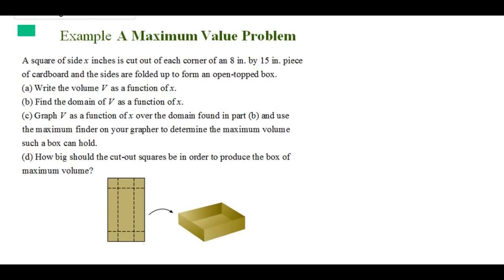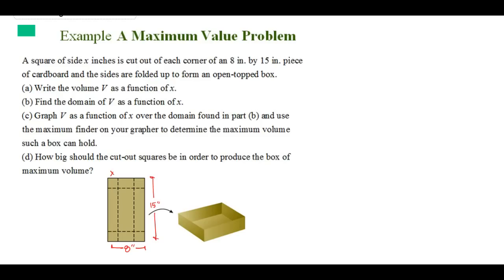And how am I going to figure out how big of a square to cut out of the corner in order to get the biggest volume? Because I don't know how big to cut it, and I only got one piece of cardboard, so I better be careful. So remember, this whole thing is 8 inches by 15 inches. So this is 15, and this is 8. And if I'm going to cut it out, I don't know how much I'm going to cut out. That length is going to be x.